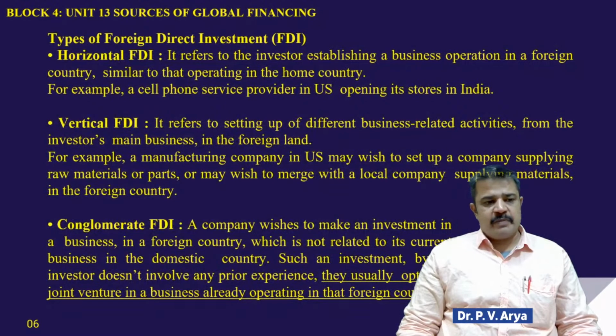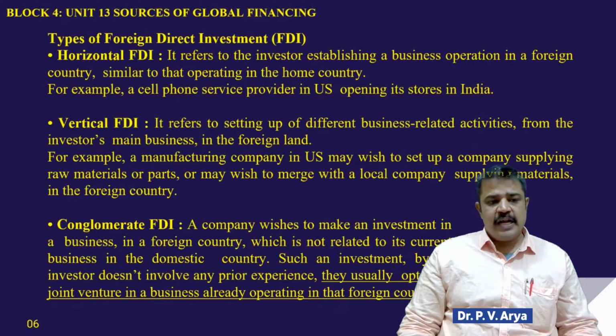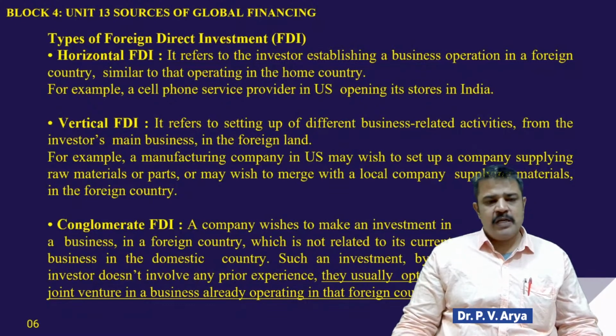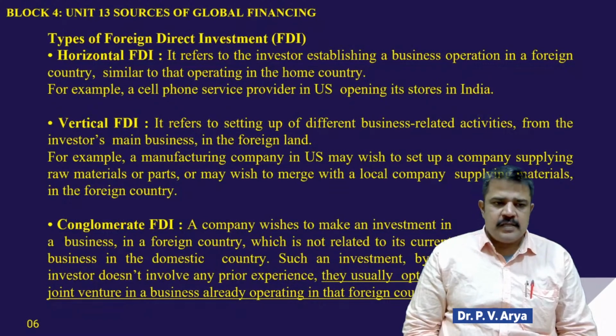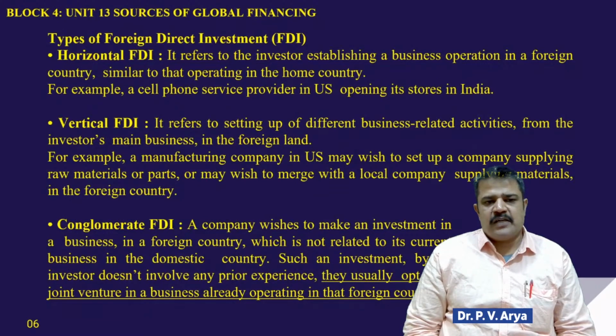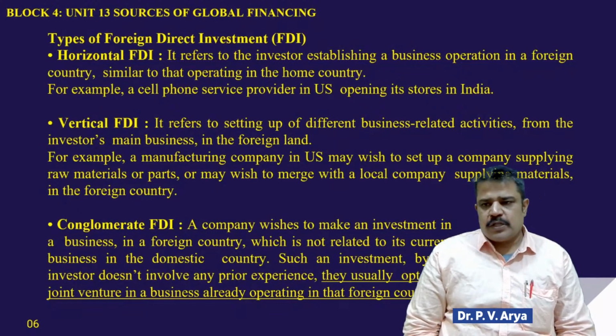Well, FDI may be of at least three different types. One is horizontal FDI, another is vertical, and the last one is conglomerate type of FDI. Horizontal refers to an investor establishing a business operation in a foreign country similar to that operating in the home country. So there is no interference with others. Suppose, for example, a cell phone service provider in the US opens its store in India, no problem. He is in the same venture, doing the same thing here. So there is no need for having some sort of partner over here. So it's an independent activity.